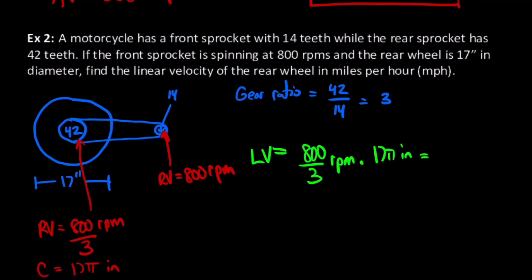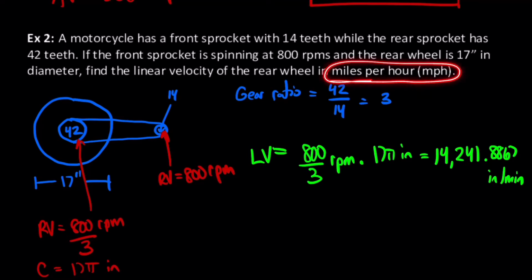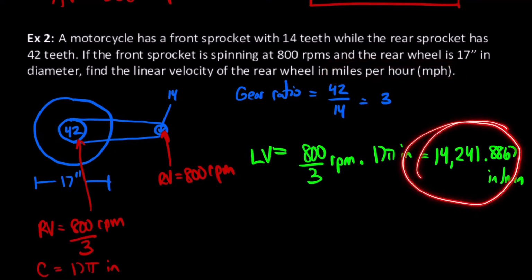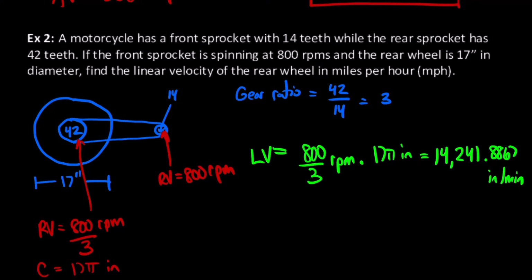All right, so I got 14,241.8867. Now think about your units. This is why I always write them out. That's in inches per minute. The directions clearly state here, miles per hour. So I've done most of the hard work. Not that the conversion is hard, but getting this is probably the most challenging aspect. Now we just have to convert that to miles per hour, and we're done.